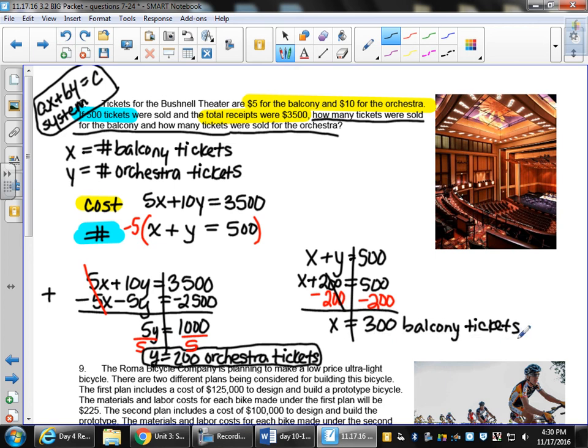The question did not ask for the answer to be written as a complete sentence. So as long as you have nice, clear labels on what your answers mean, we're good. A sentence would not be that much of a stretch. We would simply say the Bushnell Theater sold 200 orchestra tickets and 300 balcony tickets, and we're done.